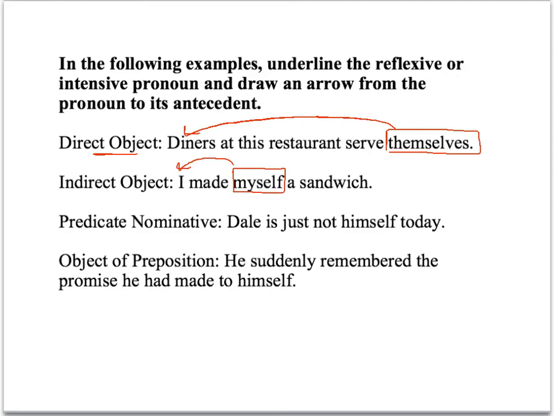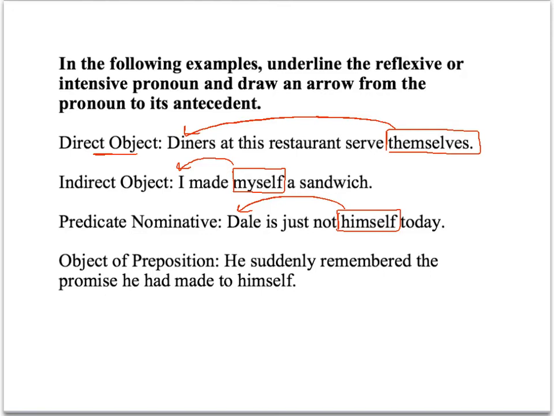Dale is just not himself today. Here, himself is functioning as a predicate nominative following the linking verb is. It refers back to Dale. Dale and himself are both talking about the same person, so the reflexive form is correct.